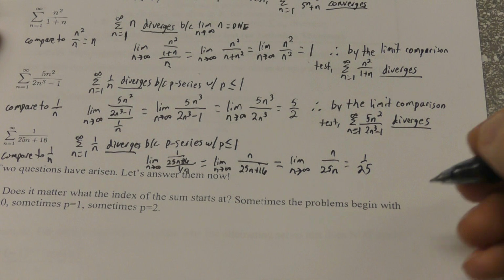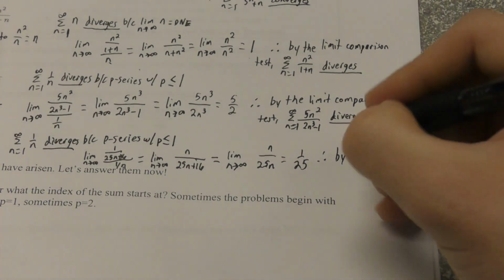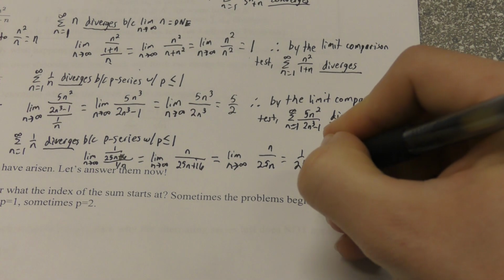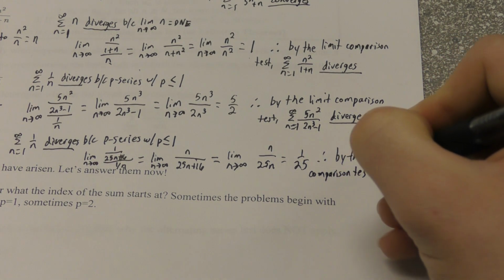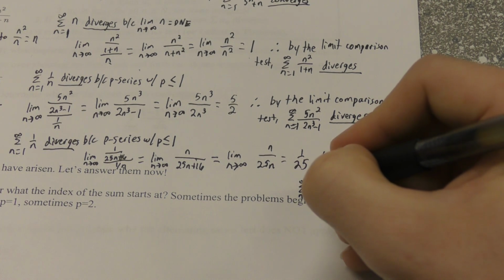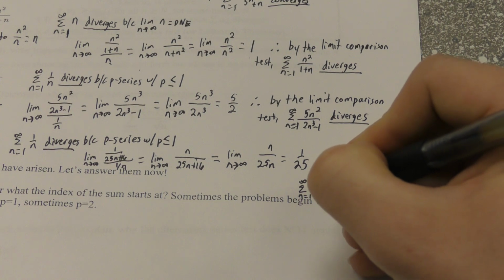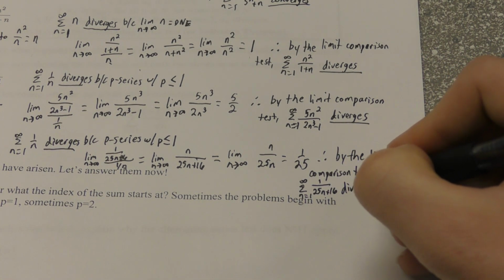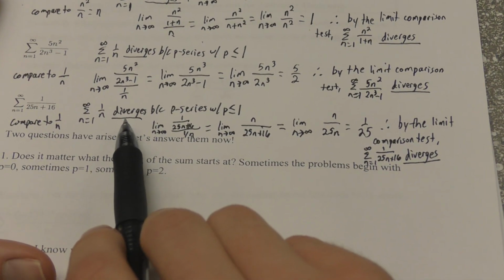Again, a number between 0 and infinity, non-inclusive, therefore by the limit comparison test, the series that I'm looking at also diverges, because the series I was comparing it to diverges also.